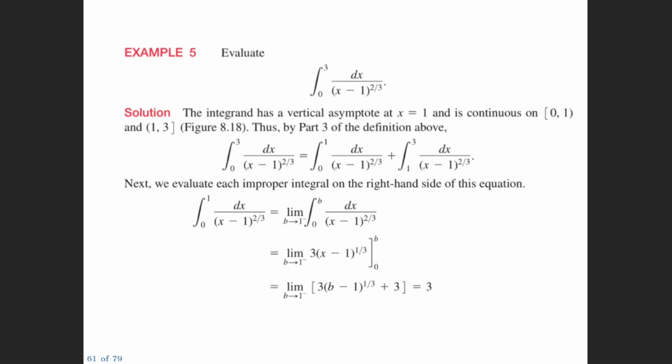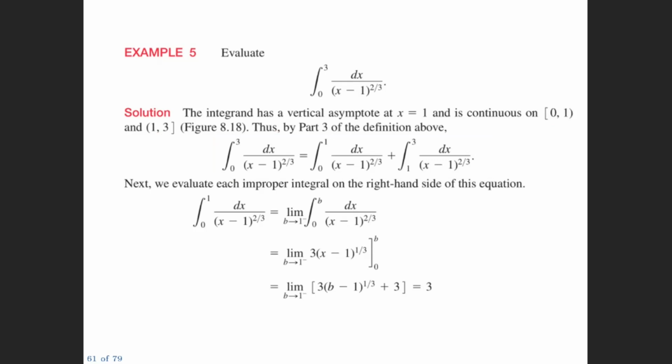Evaluate the integral between 0 and 3 of dx over (x minus 1) to the power 2/3. Now, this time, our function is continuous between 0 and 1, and it's continuous between 1 and 3, but it's not continuous at 1. It has a vertical asymptote at 1. So we need to split our integral up into 2. We're going to do the integral between 0 and 1, and the integral between 1 and 3, and we're going to do these two separately.